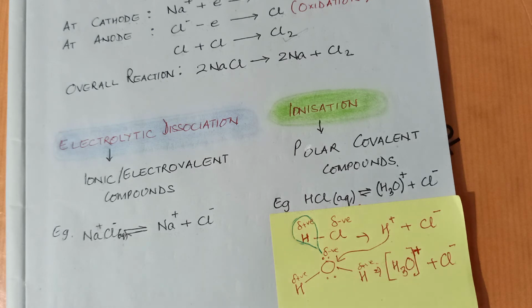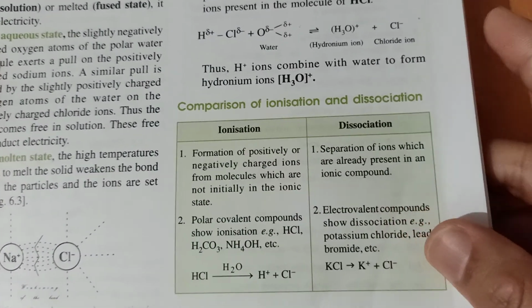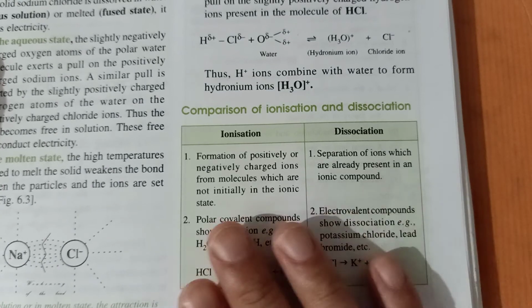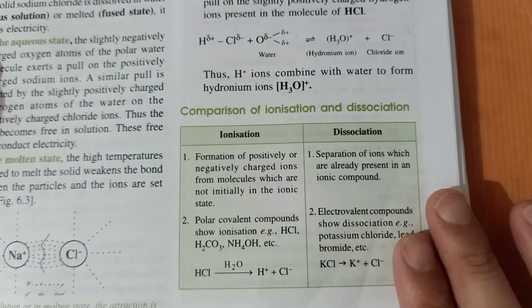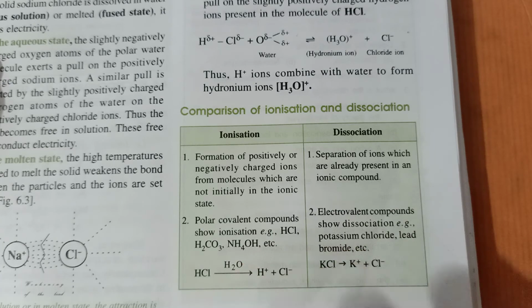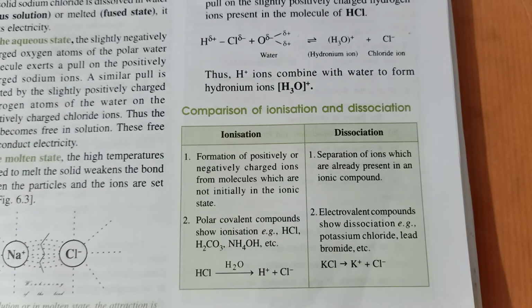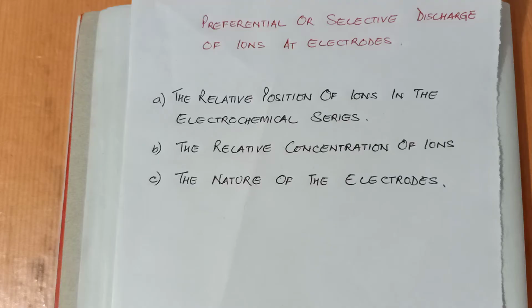Is that clear, boys? So over here, what is happening? From a non-ionic compound, ions are being produced, created, and that process is known as ionization. There are differences between dissociation and ionization, and it is very nicely given in your textbook. I want you to read and understand the differences between ionization and dissociation with examples, which will be very useful for you to understand later concepts.